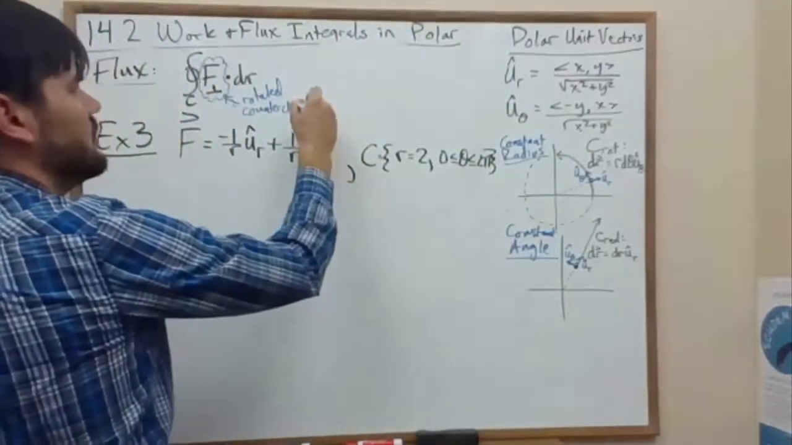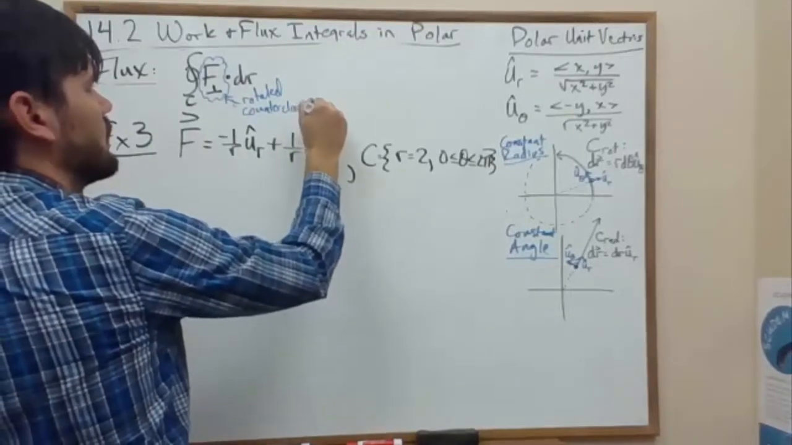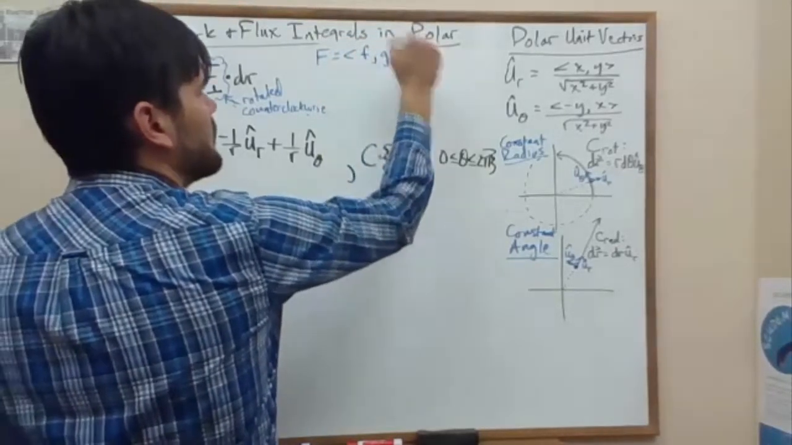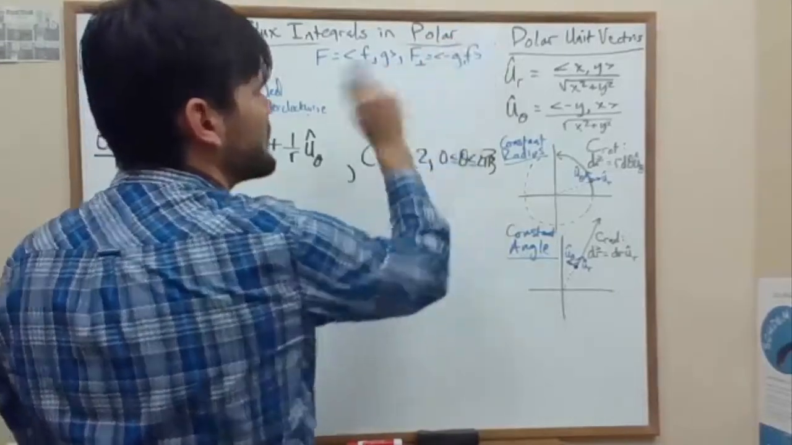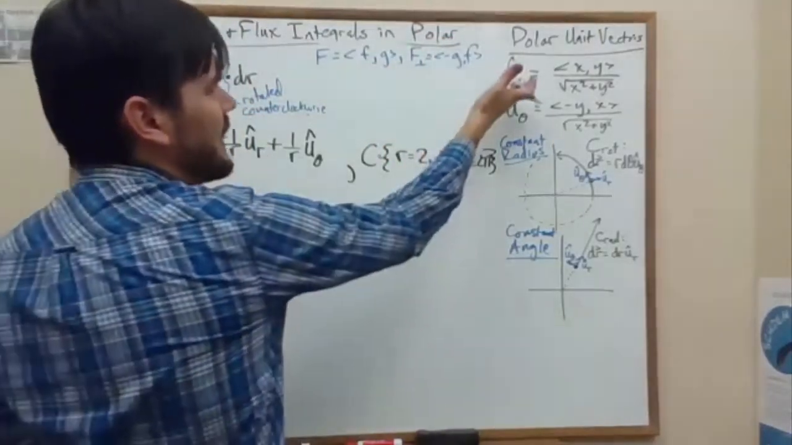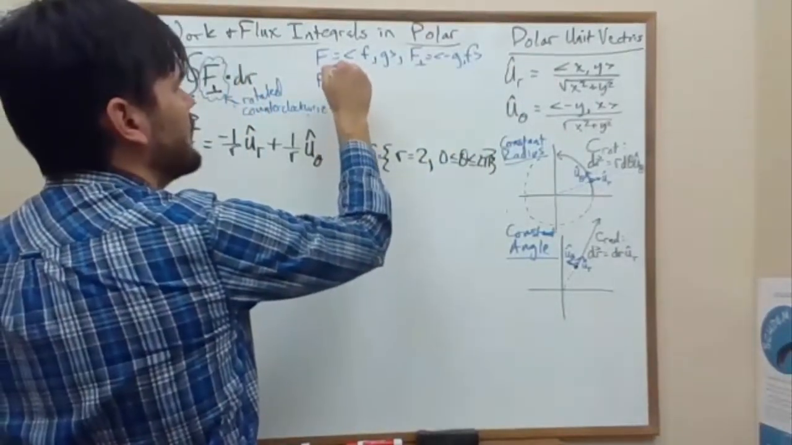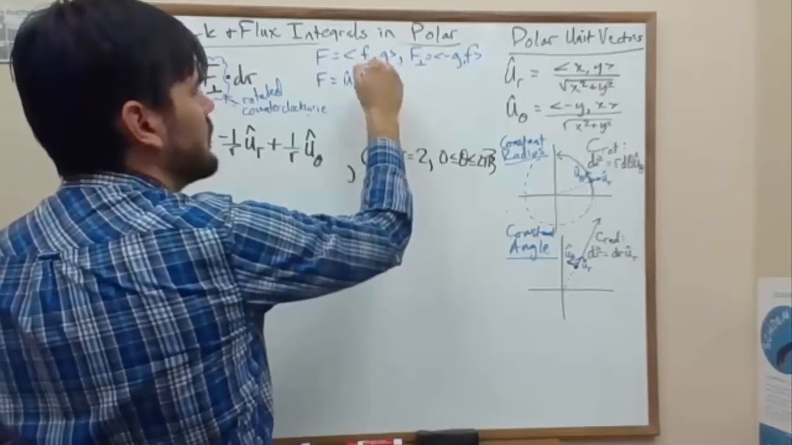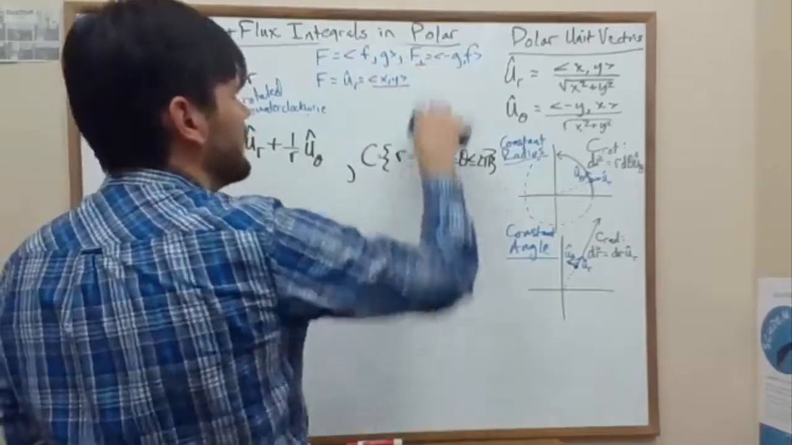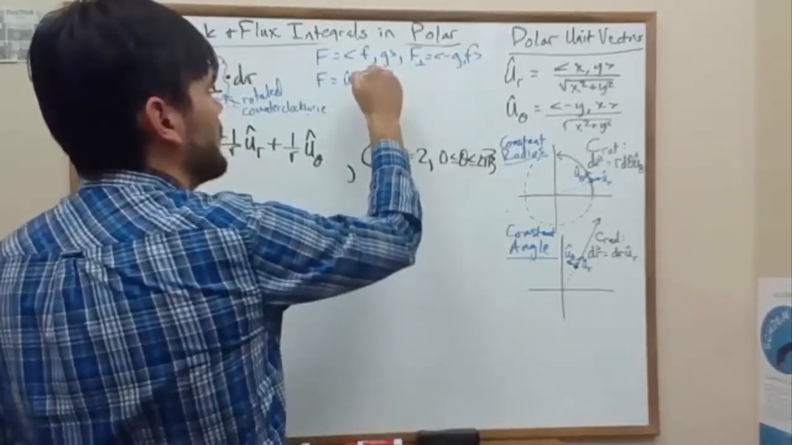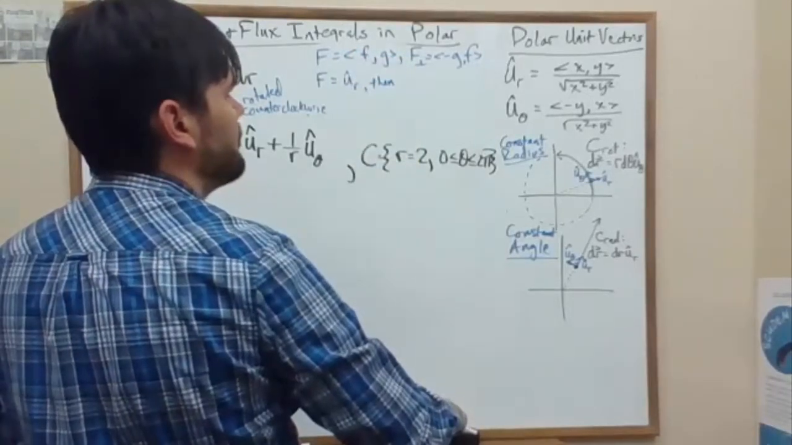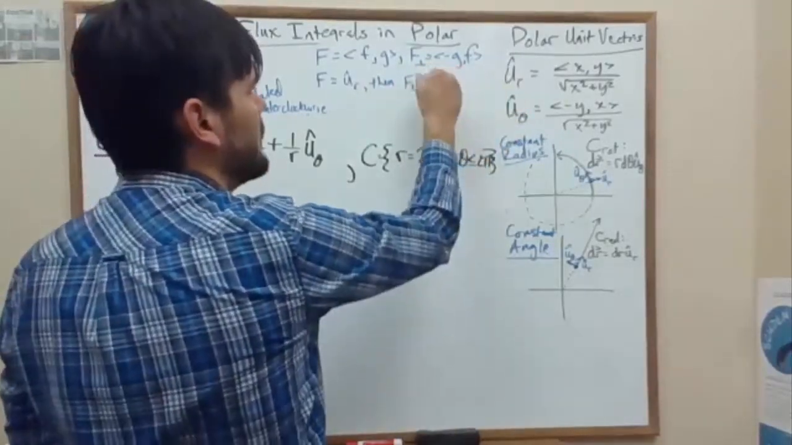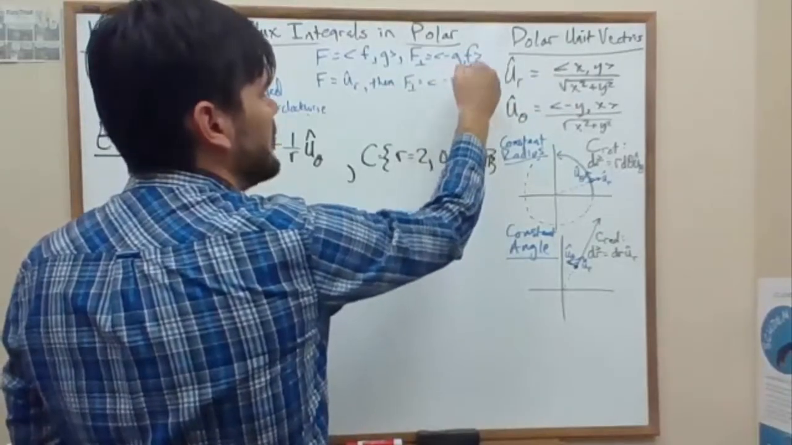So, quick check here. If F equals little f and little g, then F perpendicular is negative g, f. That's the way we worked through the process in class. Let's look at if F equals u_r, which is x, y. Oh, we know what u_r is right there. And F perpendicular equals, well, we're going to swap the components and negate the second one as it comes.